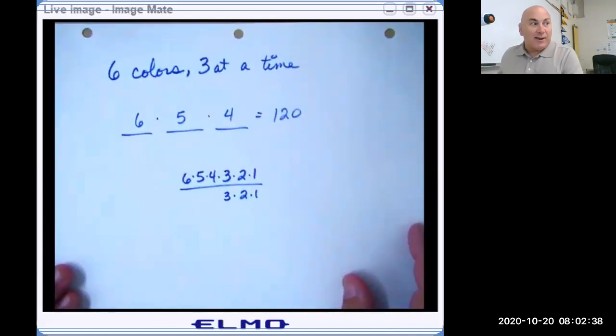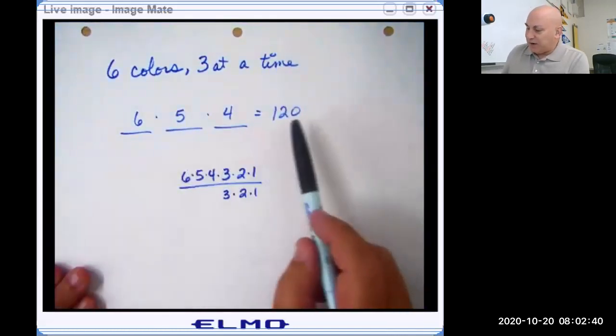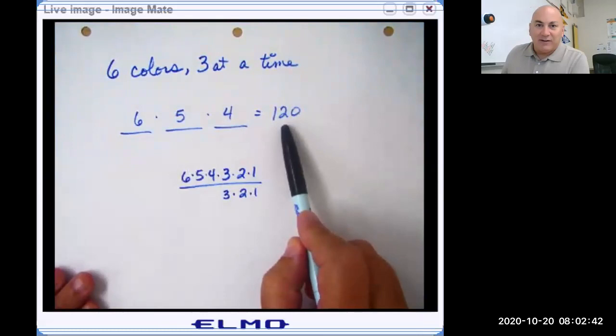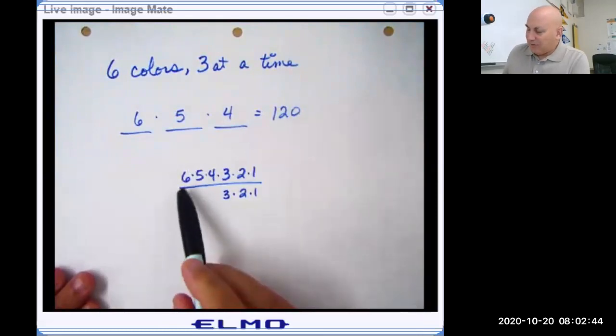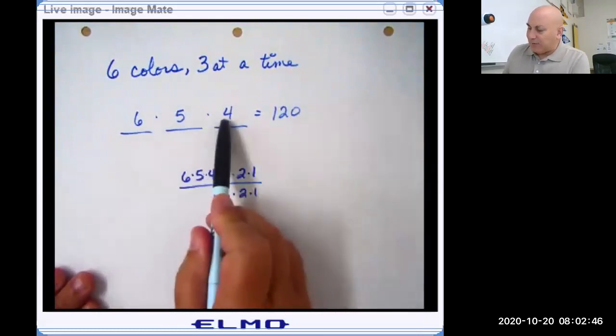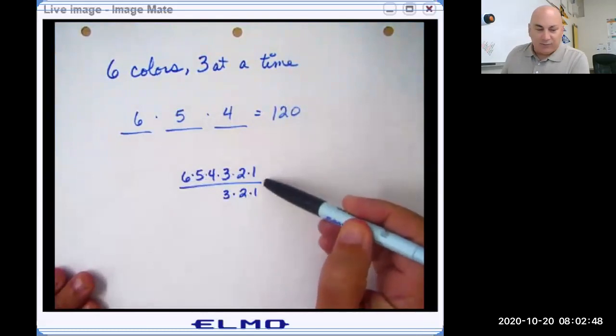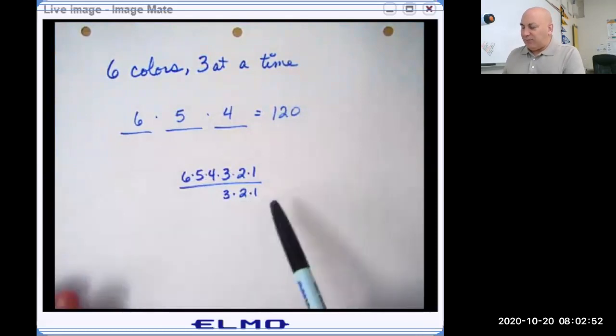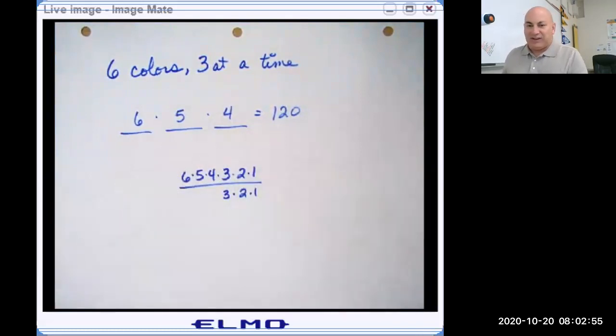Now, what if you take those same 6 colors, but you only choose 3 colors instead, or 3 stripes instead of 4? Well, now you're down to 120 different flags. And I'm going to write this 6 times 5 times 4 this way. So hopefully you've been noticing a pattern with these.